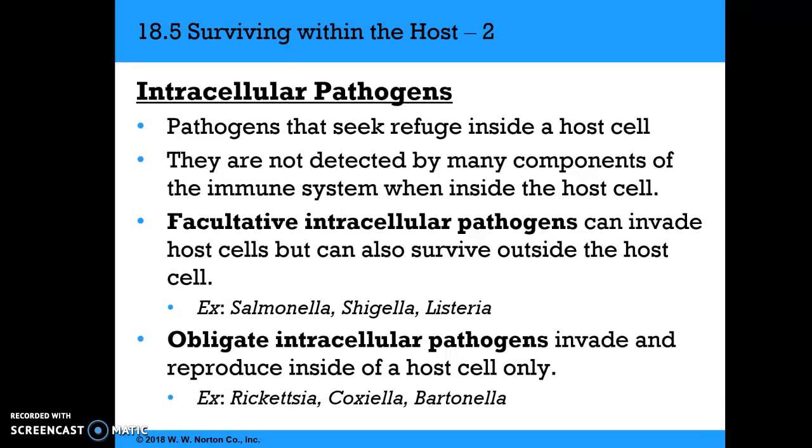Facultative intracellular pathogens are one example. They can invade the host cell, but they can also survive outside the host cell. And examples are the Salmonella species, Shigella, and Listeria. Obligate intracellular pathogens invade and reproduce inside the host cell only, so they cannot live outside of their host. Examples are the Rickettsias, Coxiella, and Bartonella.